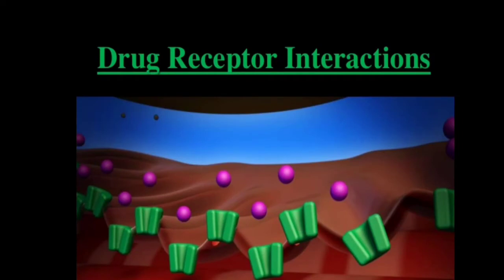This is a drug and receptor visual representation. The pink ball is a drug and the green structure is a receptor. The drug binds with the receptor and activates the receptor, which produces the conformational changes and produces the effect.